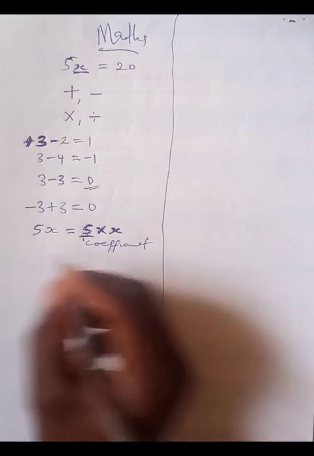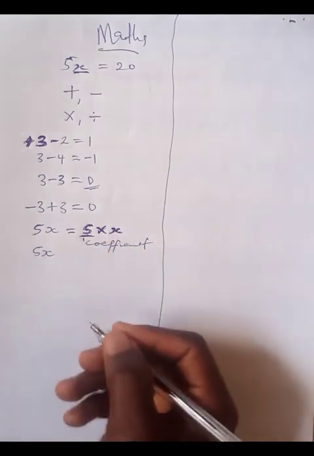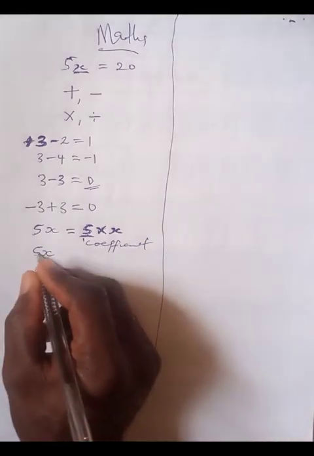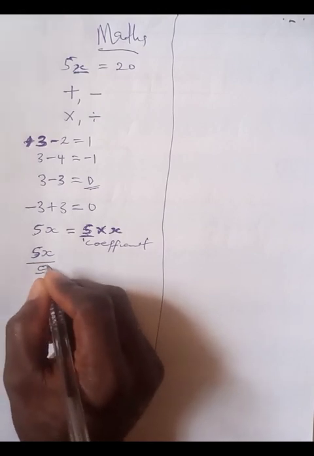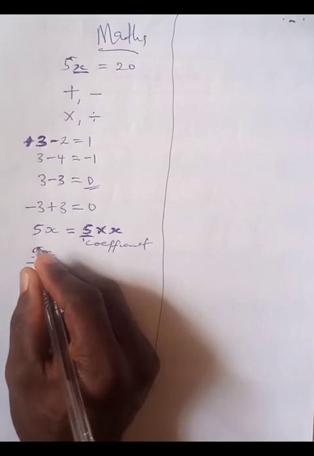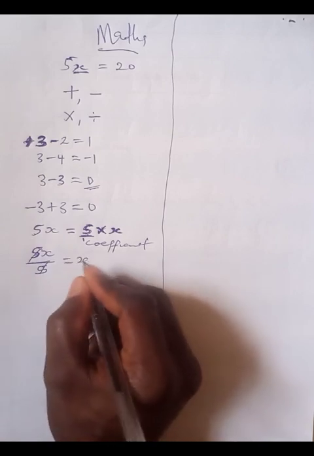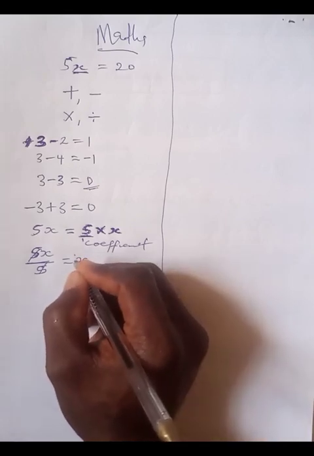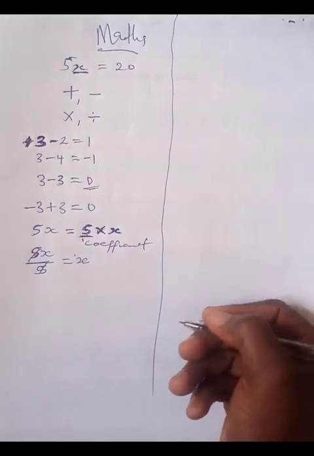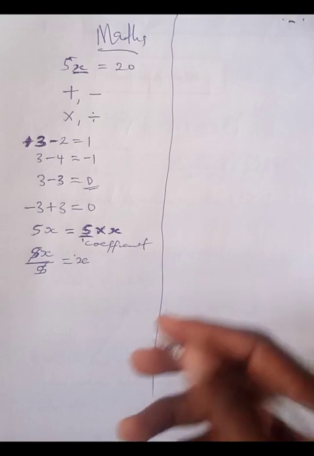Are you getting it? So 5x, we've explained that it is 5 times. So you need to bring the inverse, which is what? Divided by 5, because it is multiplication. Divided by 5. So 5 divided by 5, you have 1. So you have your x. 1x ordinarily, but mathematically, we don't write the 1. Are you getting it? Hope it is clear. So that is inverse operation.